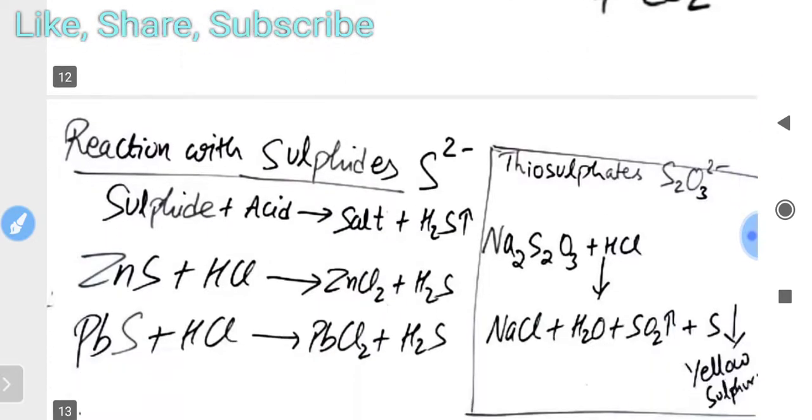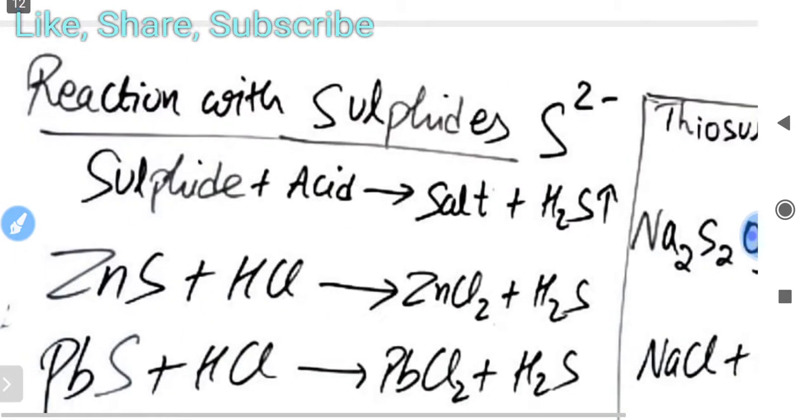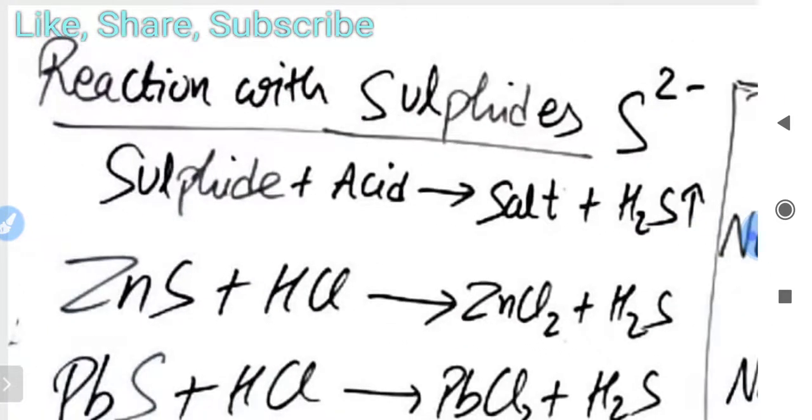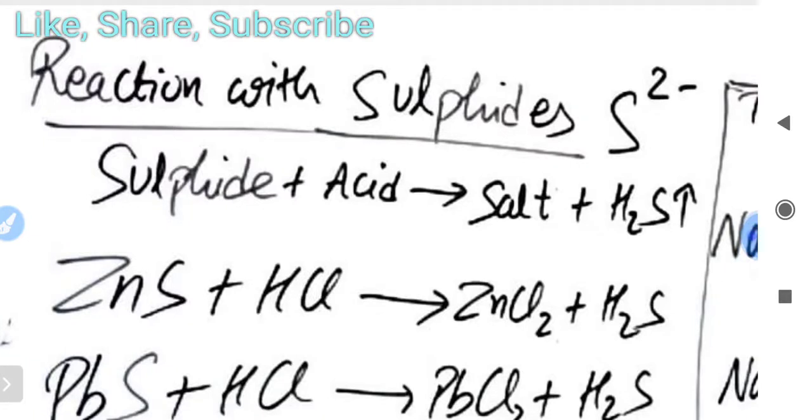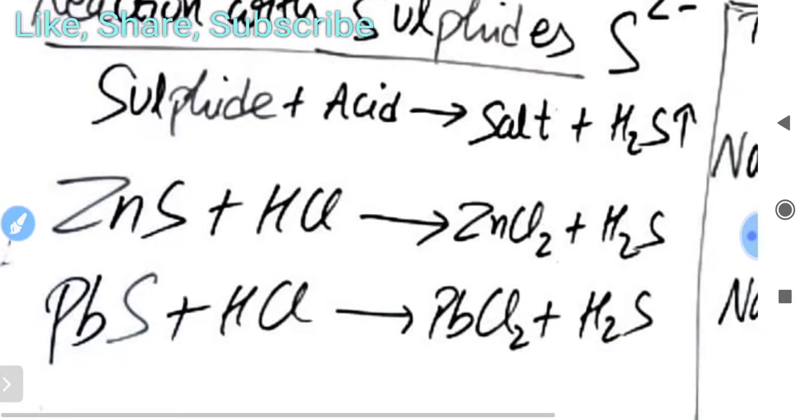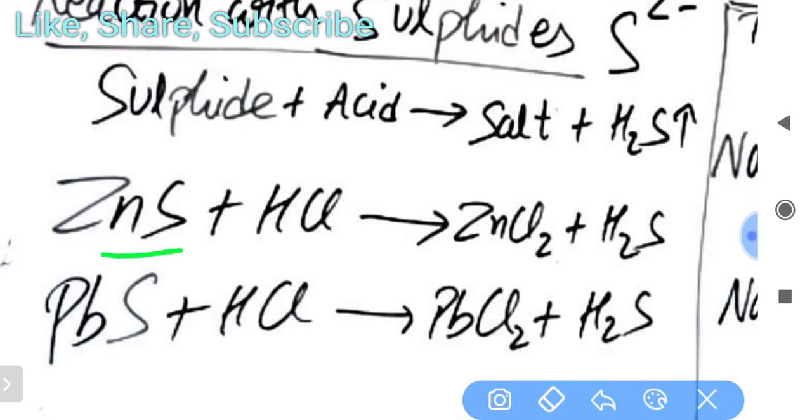Same thing is for sulfides also. If we talk about the sulfides, sulfide plus acid forms the salt and hydrogen sulfide gas is liberated. Sulfide means S and its valence is -2. We take two examples here: zinc sulfide and lead sulfide. Zinc sulfide, when reacted with HCl, forms ZnCl2, the salt zinc chloride, and H2S.